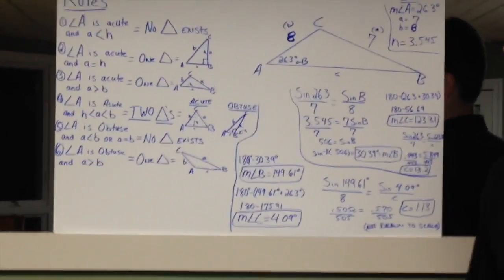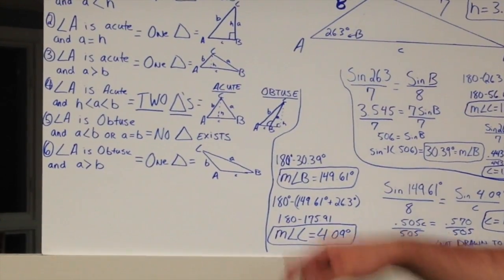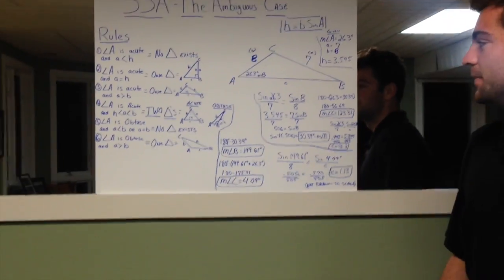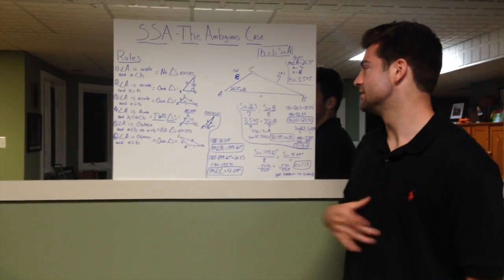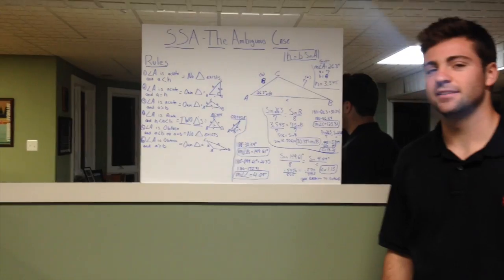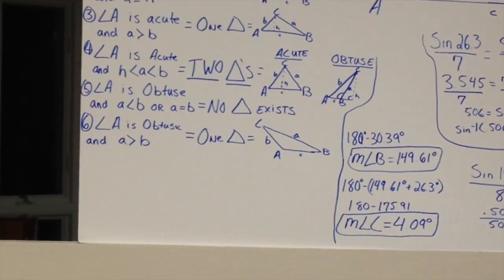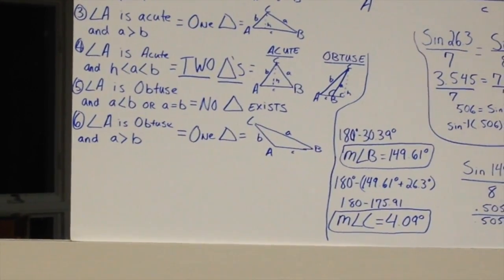That's the trickiest one. That's when there's two triangles. There's an acute form of the triangle and an obtuse form, and that's what this problem is right here, and I'll show you that later. Rule number 5 is angle A is obtuse and the side length A is less than side length B, or A is equal to B, and no triangle exists there either.